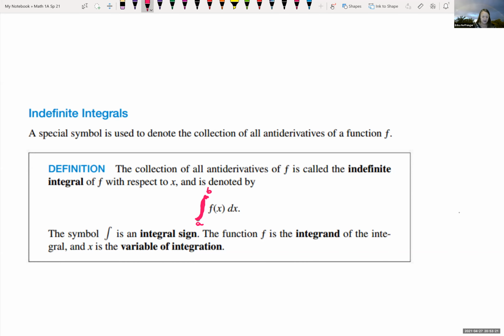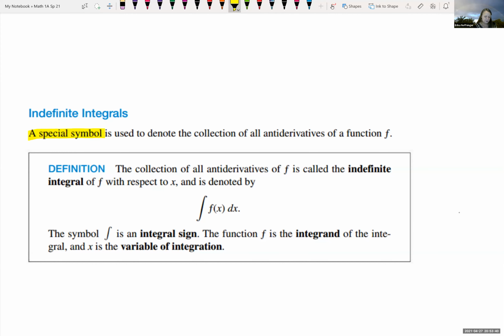If it had a number on the top and the bottom of this S symbol, that would be a definite integral. But we're not dealing with those yet. We're just dealing with indefinite integrals. We don't have bounds on our integration. So let's just read through this.